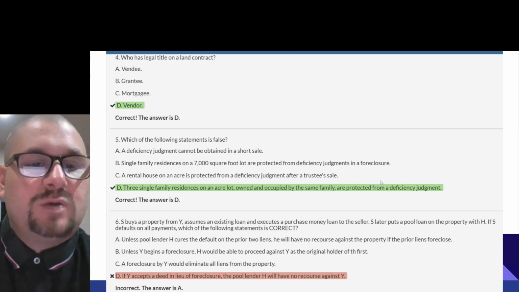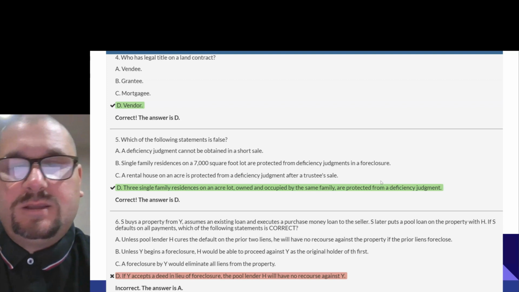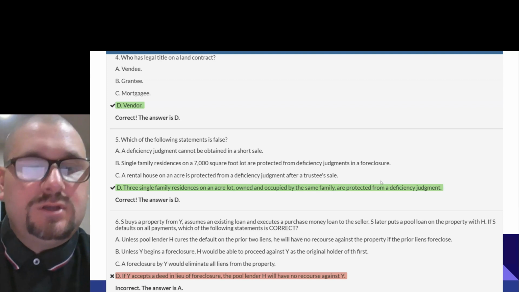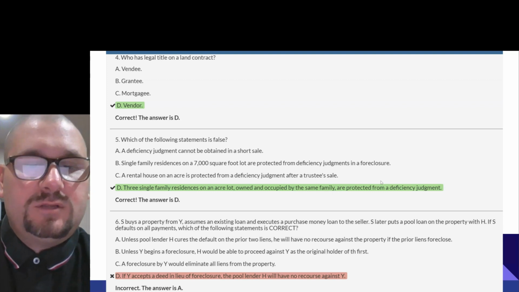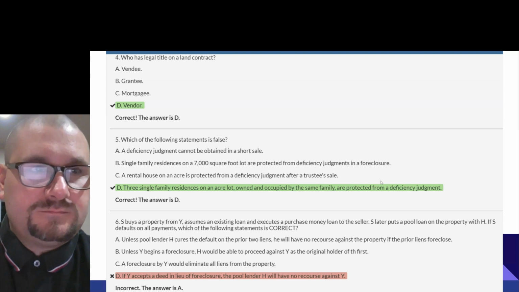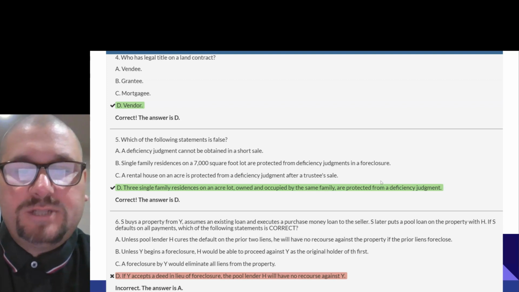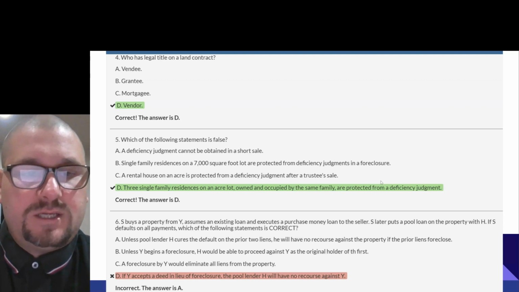As for B, unless Y begins a foreclosure, H would be able to proceed against Y as the original holder of the first. No. A foreclosure by Y would eliminate all liens from the property. No. If Y accepts a deed in lieu of foreclosure, the lender H will have no recourse against Y. No.